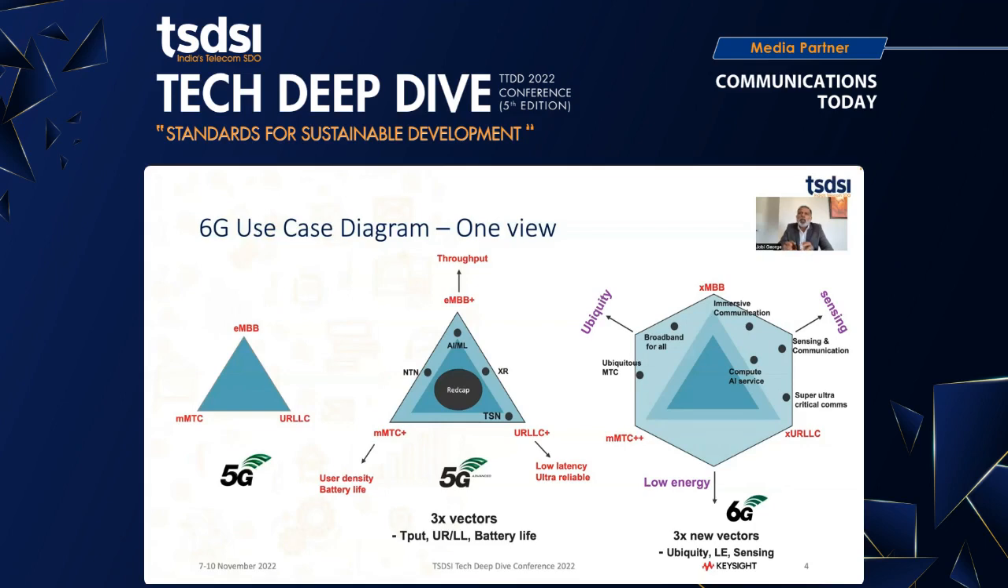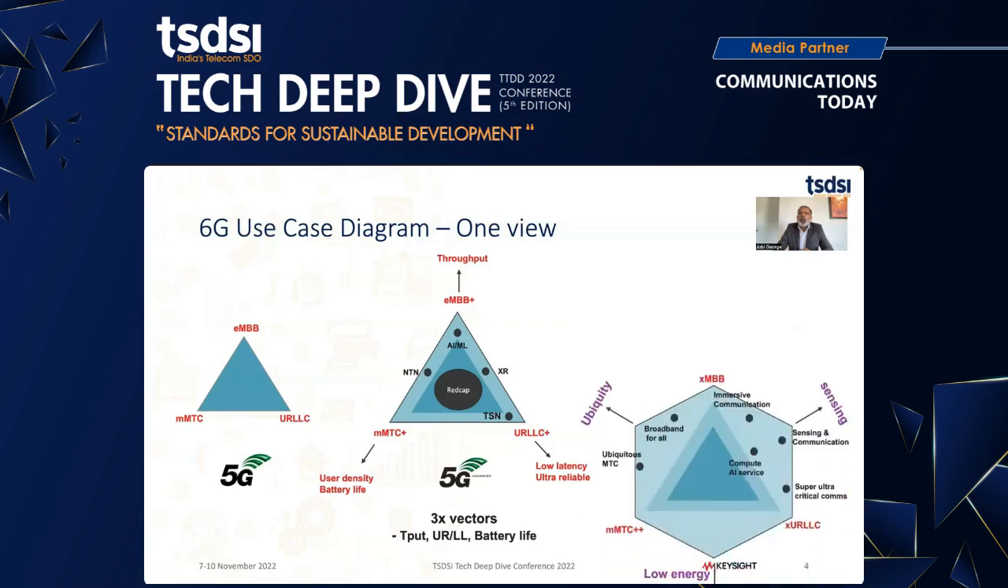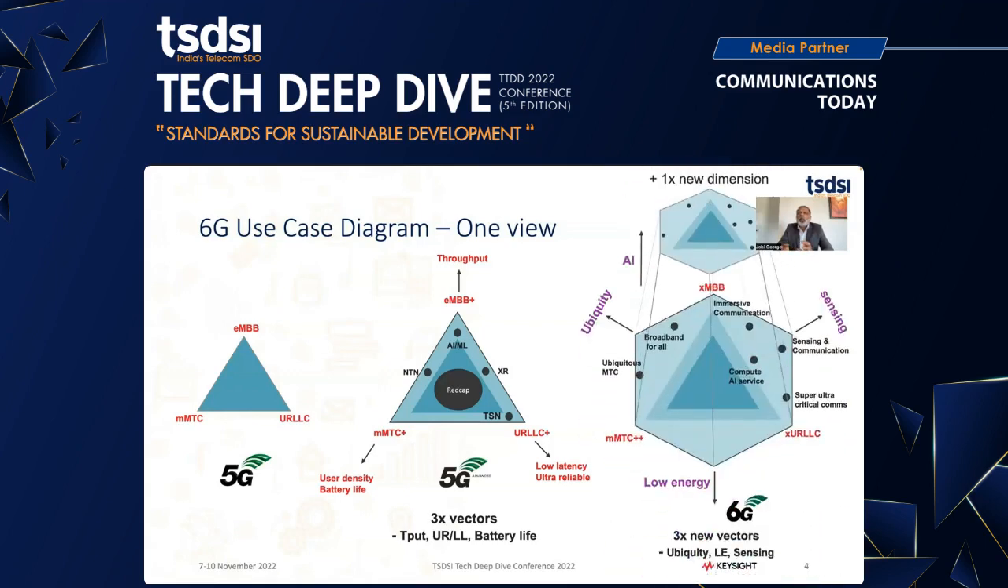Then the third vector is about ubiquity. It's about full coverage, with native trustworthiness and security. And then we are moving into a new dimension, taking all of these vectors into a new plane with the addition of artificial intelligence.